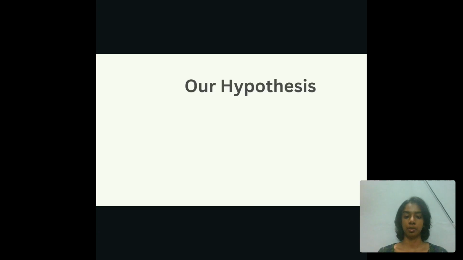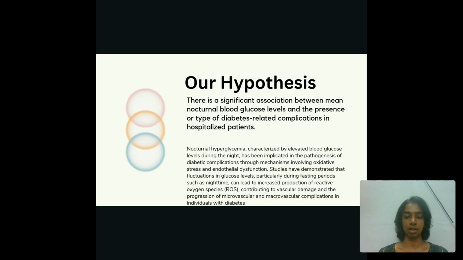We'll just talk a bit more about what we did in our study. The hypothesis we agreed upon was that higher mean nocturnal glucose levels were associated with an increased risk of diabetic complications. This stems from the evidence linking nighttime hypoglycemia with oxidative stress and endothelial dysfunction. Chronic glucose fluctuations, especially during sleep when the body's counter-regulatory responses are limited, may accelerate vascular damage and lead to micro or macrovascular complications.